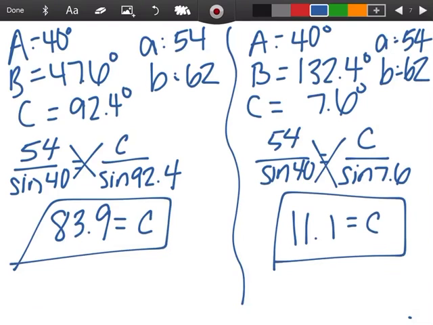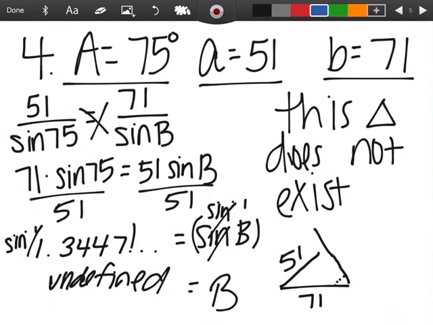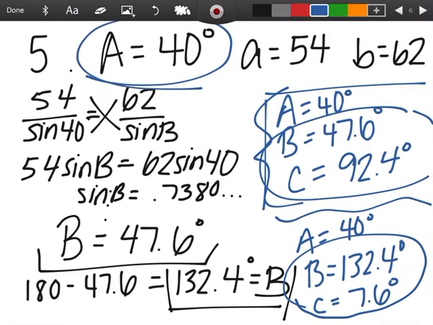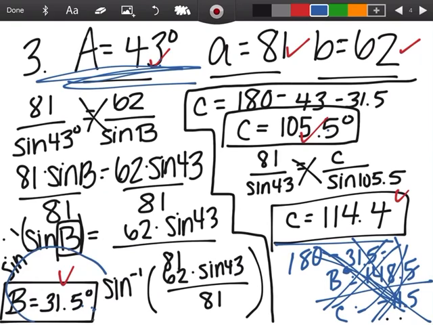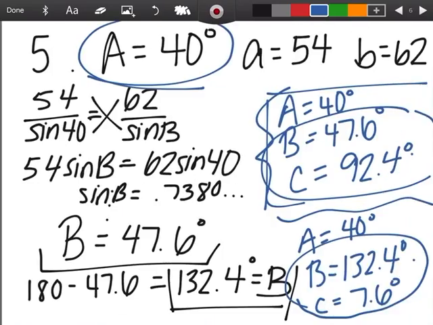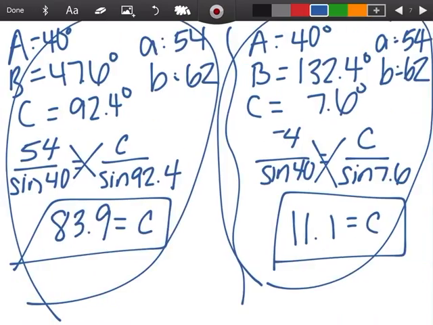So this triangle on the left exists. I could draw it. This triangle on the right exists. I could draw it. So I have two separate cases. So when you are only given one angle, you have to check to see if you possibly have two triangles. If both triangles have only positive angles, then you have two triangles. If you have a situation where you're only given one angle and you find the other angle by taking 180 minus, and it creates a negative angle, then you only have one triangle. So you can have one triangle, you can have no triangle, or you can have two triangles.